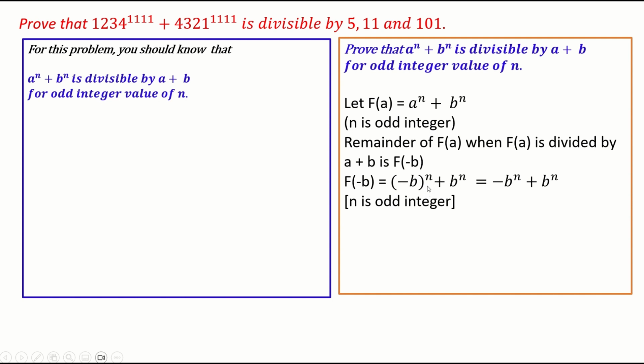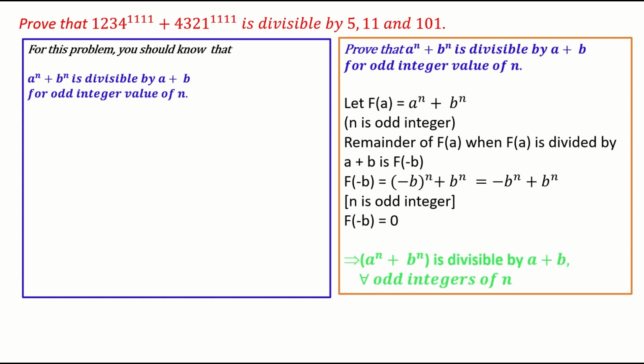So it is minus b to the power of n plus b to the power of n. As n is an odd integer, it is minus b power n plus b power n, which is equal to 0, which means remainder is 0. That means a plus b is a factor. So a power n plus b power n is divisible by a plus b for all odd integers of n. Now, since we proved this, it's very easy.